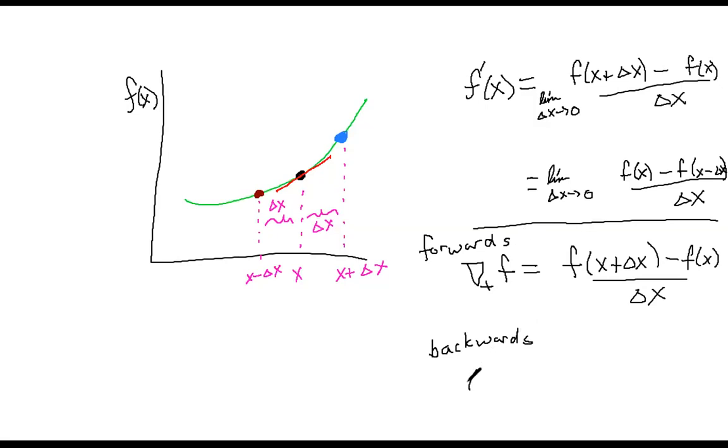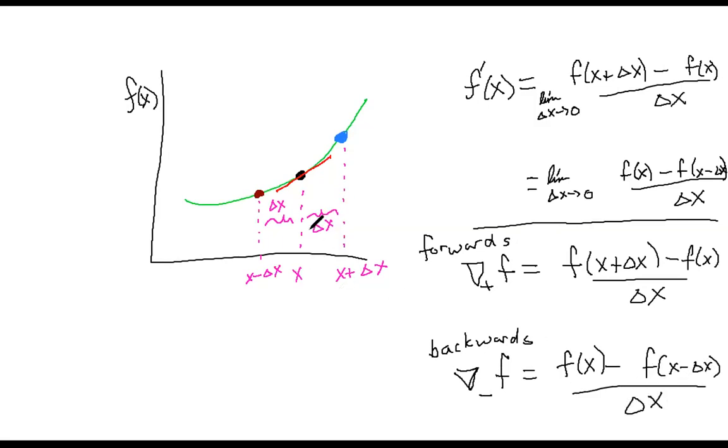And we'll call that nabla, or whatever. Nabla is what the symbol is. Minus f equals, and that's going to be f of x minus f of x minus delta x, all divided by delta x.